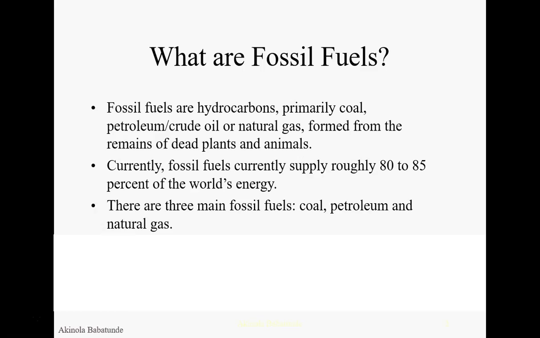There are three main fossil fuels. We have coal, we have petroleum, which can also be referred to as crude oil, and the third one is natural gas. Coal is cheap and abundant, but it releases a lot of pollutants when it is burned. Petroleum or crude oil is harder to find and is typically a bit cleaner when burning it. Unlike coal, it can be pumped through pipelines and easily refined into fuels like gasoline, kerosene, and several other fuels. And thirdly, natural gas is also relatively inexpensive and less polluting than coal or crude oil.